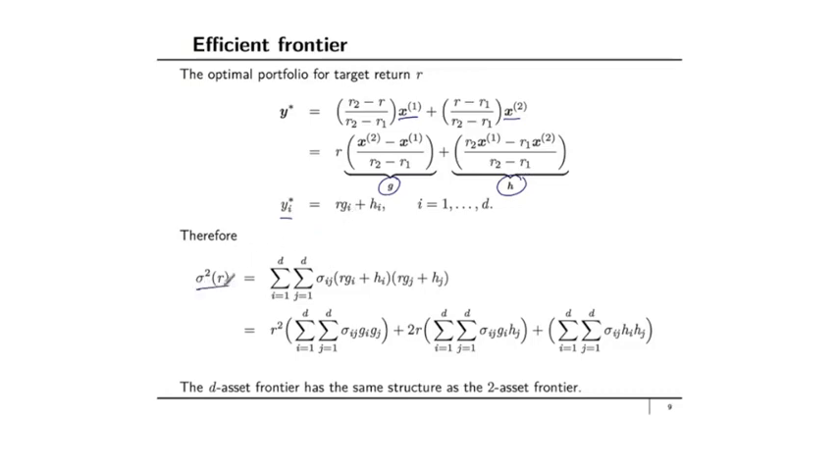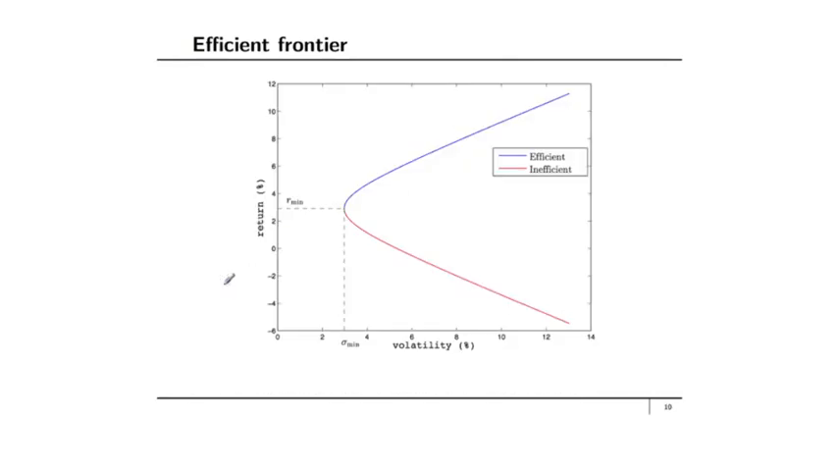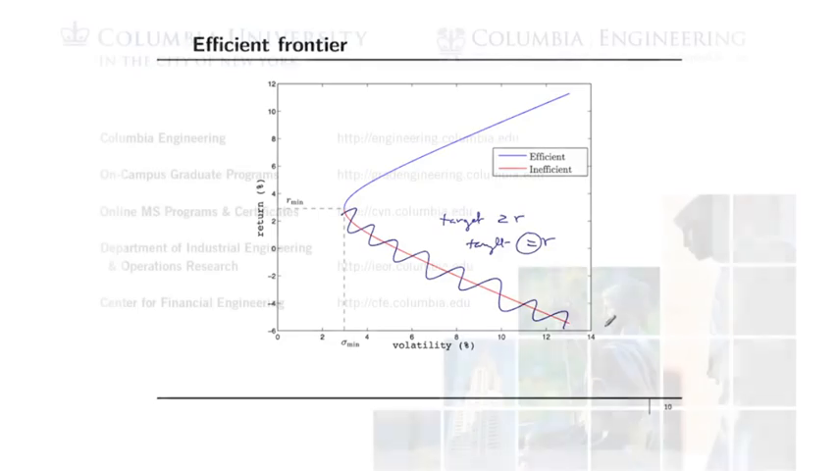Plug it into the expression for variance, and you'll end up getting again that the efficient frontier has the same structure as the two-asset efficient frontier. And therefore, we'll just end this module by showing you that the efficient frontier looks the same. Again, the same story. This bottom part is inefficient, and the reason we had this is because instead of putting target greater than or equal to R, we set target equal to R. And this equal to ends up giving this inefficient frontier at the bottom. And we'll stop.